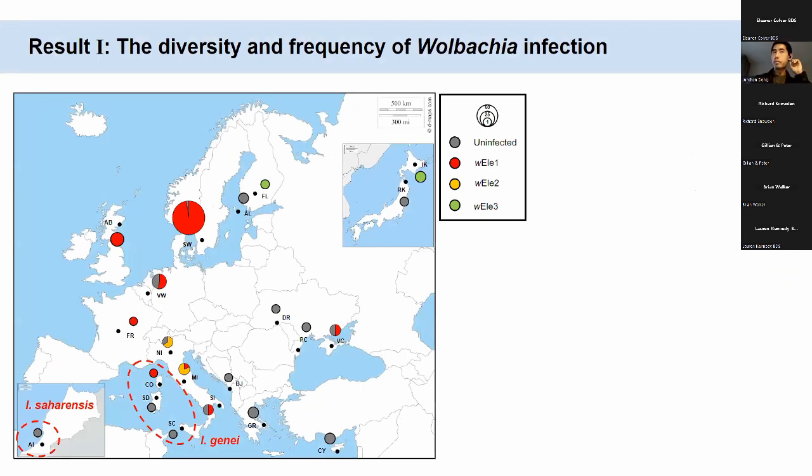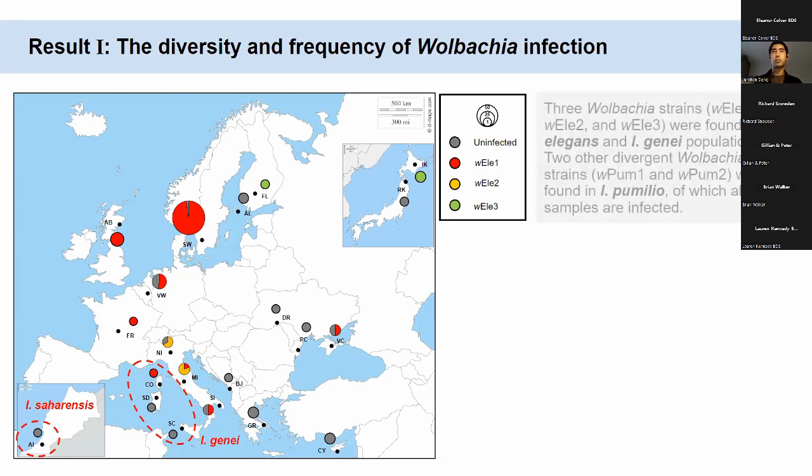So here is the map showing the infection levels in different populations. The size of the pie chart indicates the sample size, and different colors indicate different Wolbachia strains. Here you can see that we have found three Wolbachia strains, wIe1, 2, 3, in Ischnura elegans and also in Ischnura genei, the island blue-tail. And we also found two other divergent Wolbachia strains in Ischnura pumilio.